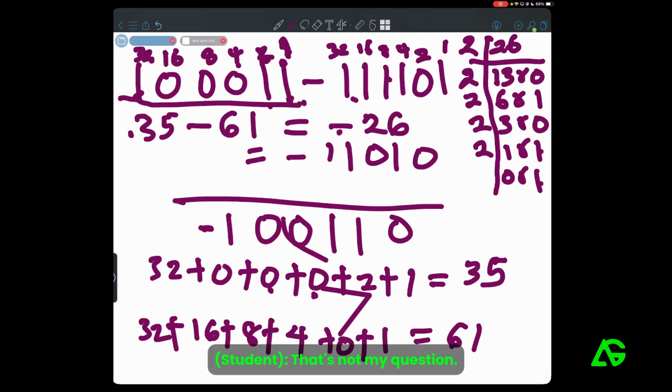No, that's not my question. After we got it in base 10, how did we do the subtraction? Oh, okay. So how do we know that 35 minus 61 is minus 26? That is your question. That's my question.